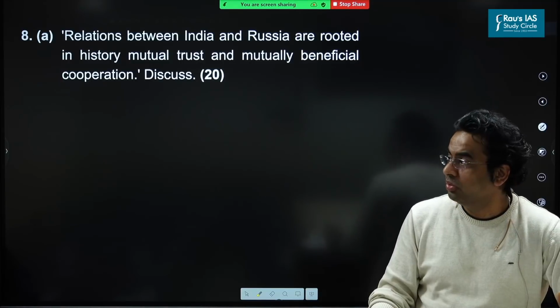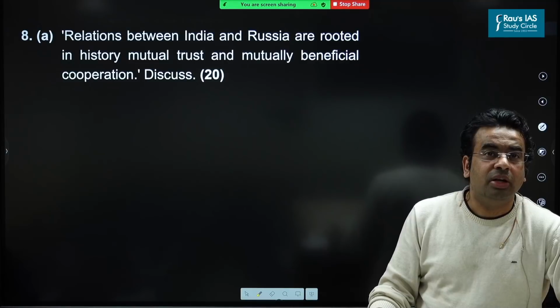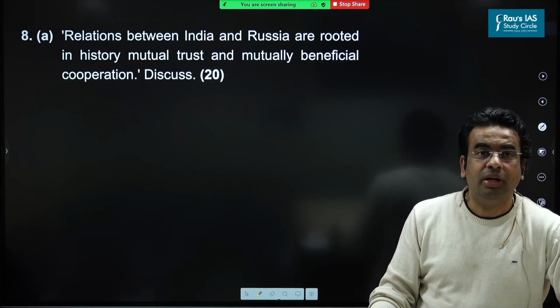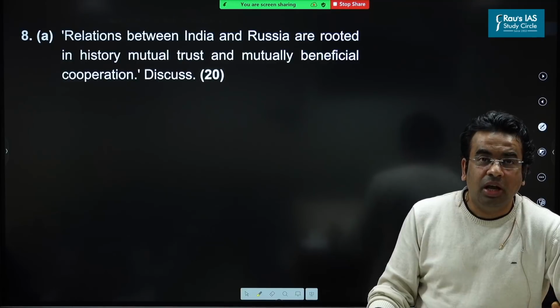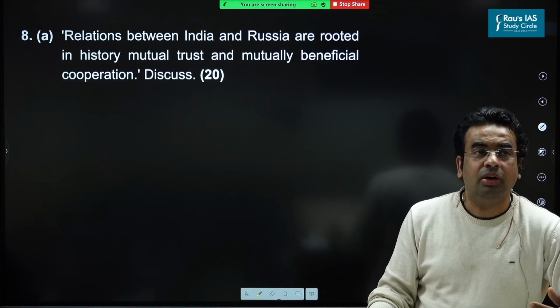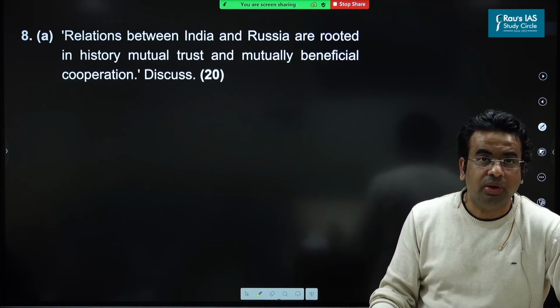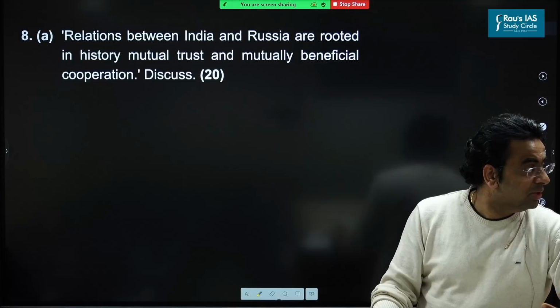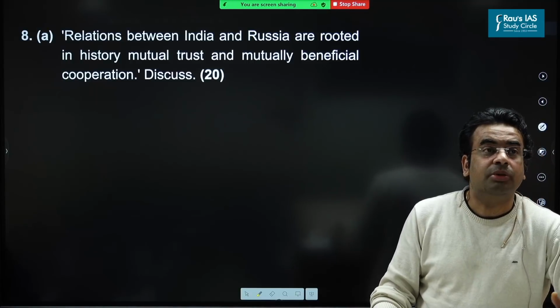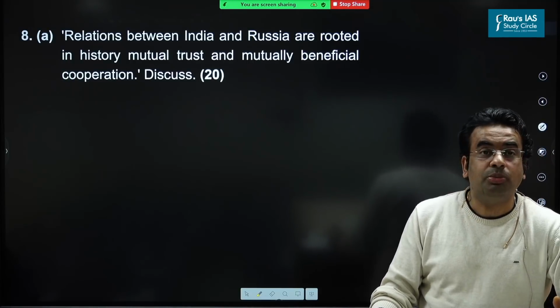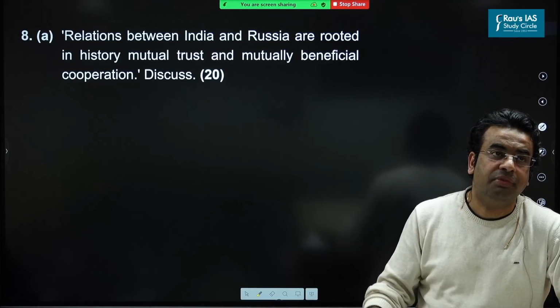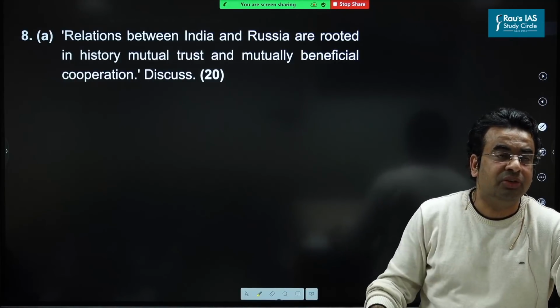The relations between India and Russia are rooted in history, mutual trust, and mutually beneficial cooperation. Things go way back to the Cold War. Still, Russia is very important in our scheme of things: 65% of the arsenal is from Russia, S-400 from Russia. With Russia, we have a mechanism of joint collaborations in our defense ties. There is a lot of trust. Russia's support comes without any conditionalities, and Russia is very important to achieve the objective of indigenization of our defense capabilities. All these things need to be written here.